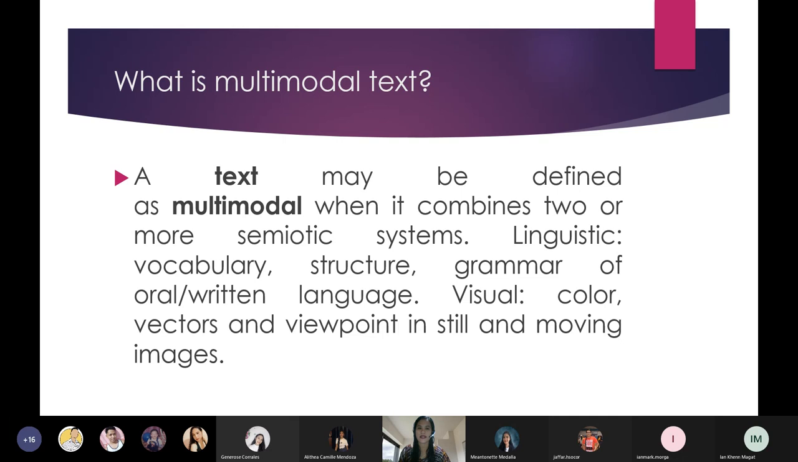So a multimodal text can be defined as multimodal when two or more semiotic systems are being combined. Okay, pag sinabi natin semiotic systems, it can be linguistic and visual. When we say linguistic, we're talking about vocabulary, grammar, oral, and written language. But when we say visual, we're talking about the color combination that you have put in your multimodal text, the viewpoint in still and moving images.